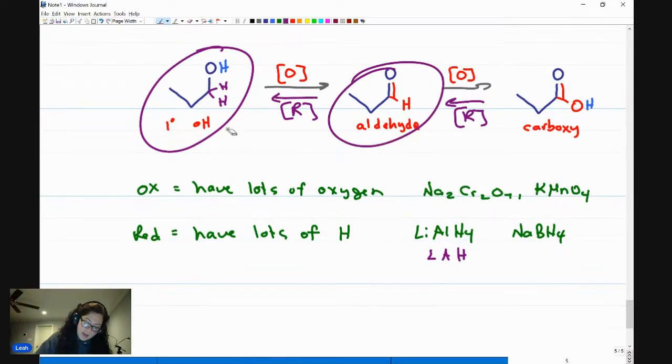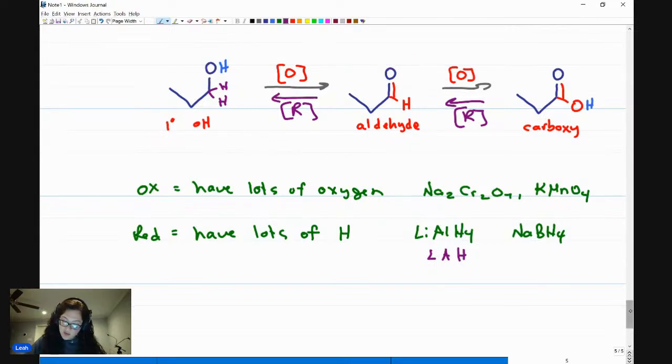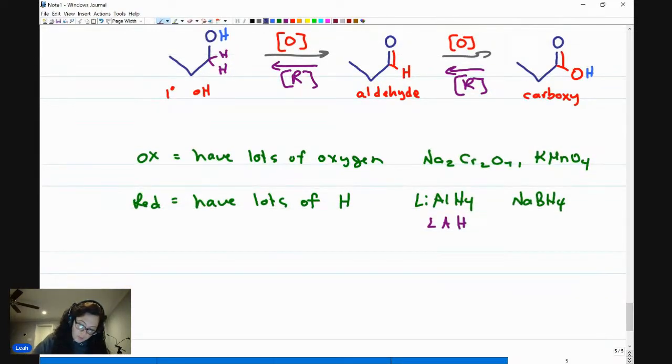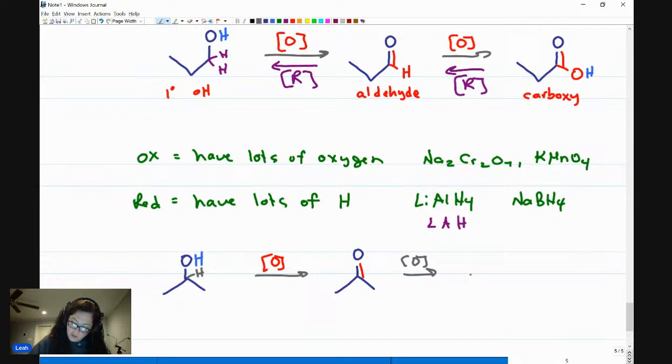Primary goes to an aldehyde. But what if I start with a more substituted alcohol? If I have a secondary alcohol and I oxidize it, I will add bonds between carbon and oxygen. So I lose that hydrogen, but now I gain a pi bond right there. There was a hydrogen there, and I lost it to oxidize. If I try to oxidize it further, there's going to be no reaction because there are no more hydrogens to remove.